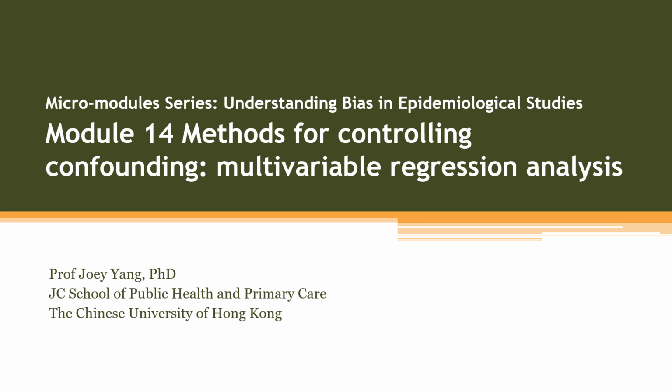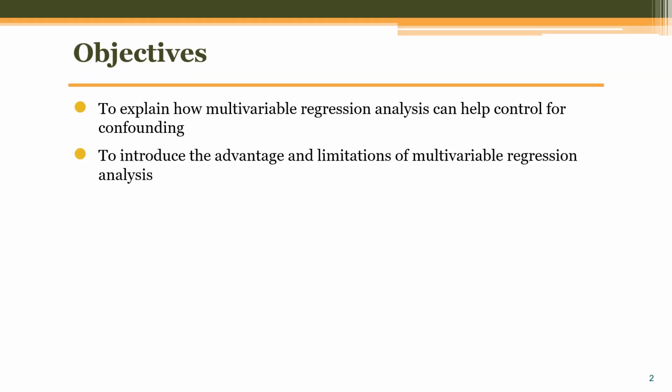Welcome back to the micromodule series, Understanding Bias in Epidemiological Studies. In this module, we will be focusing on another method for controlling confounding, which is multivariable regression analysis. The objectives of this module are to explain how multivariable regression analysis can help control for confounding and introduce the advantage and limitations of multivariable regression analysis.